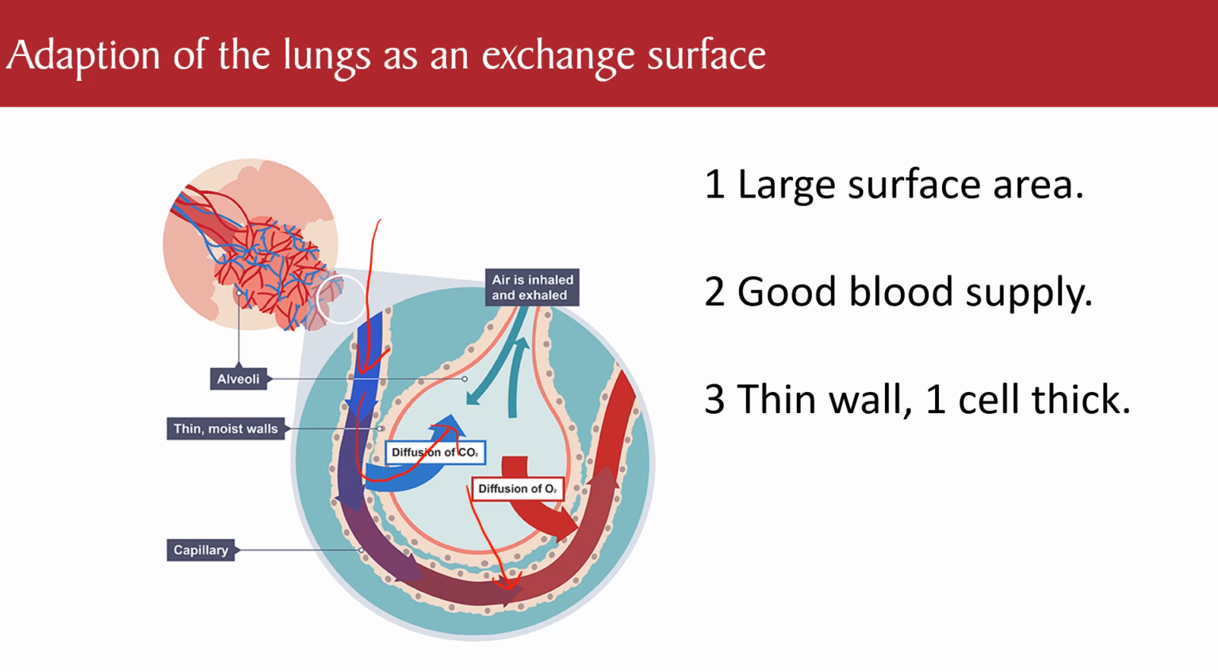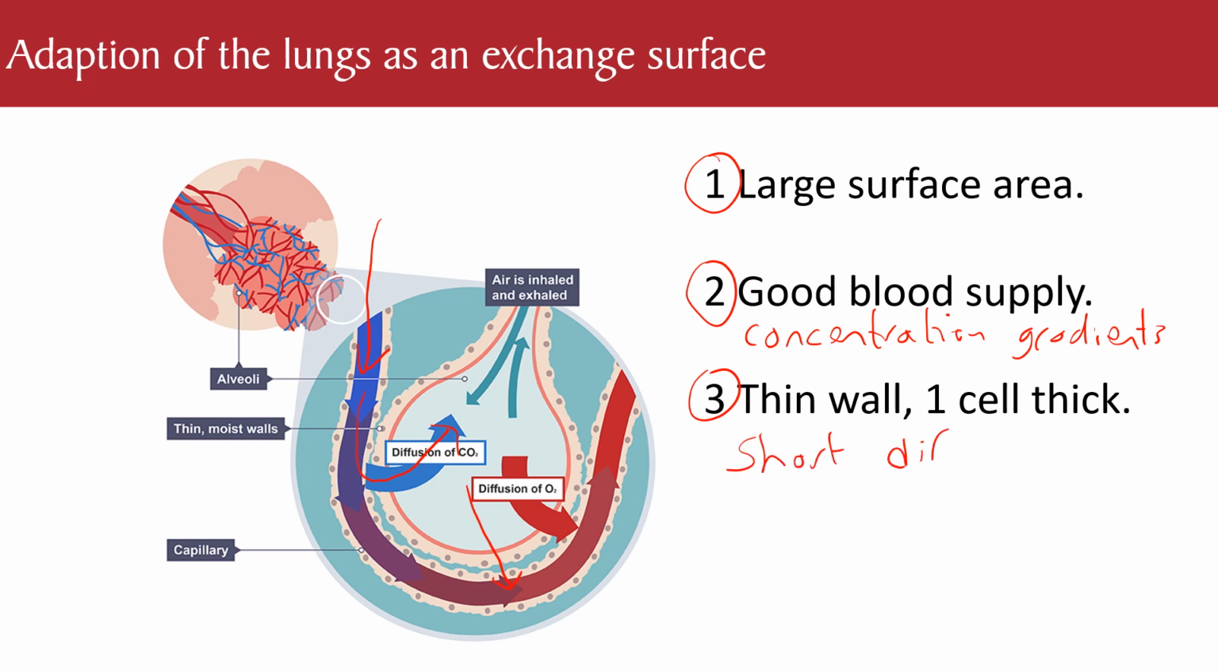And just like with the villi, there are three answers if they start asking about exchange surfaces. Number one, the alveoli give a large surface area. Number two, a good blood supply to maintain concentration gradients. And number three, a thin wall for a short diffusion path. As soon as they say the words gas exchange, or exchange of any sort, you've got your three answers.